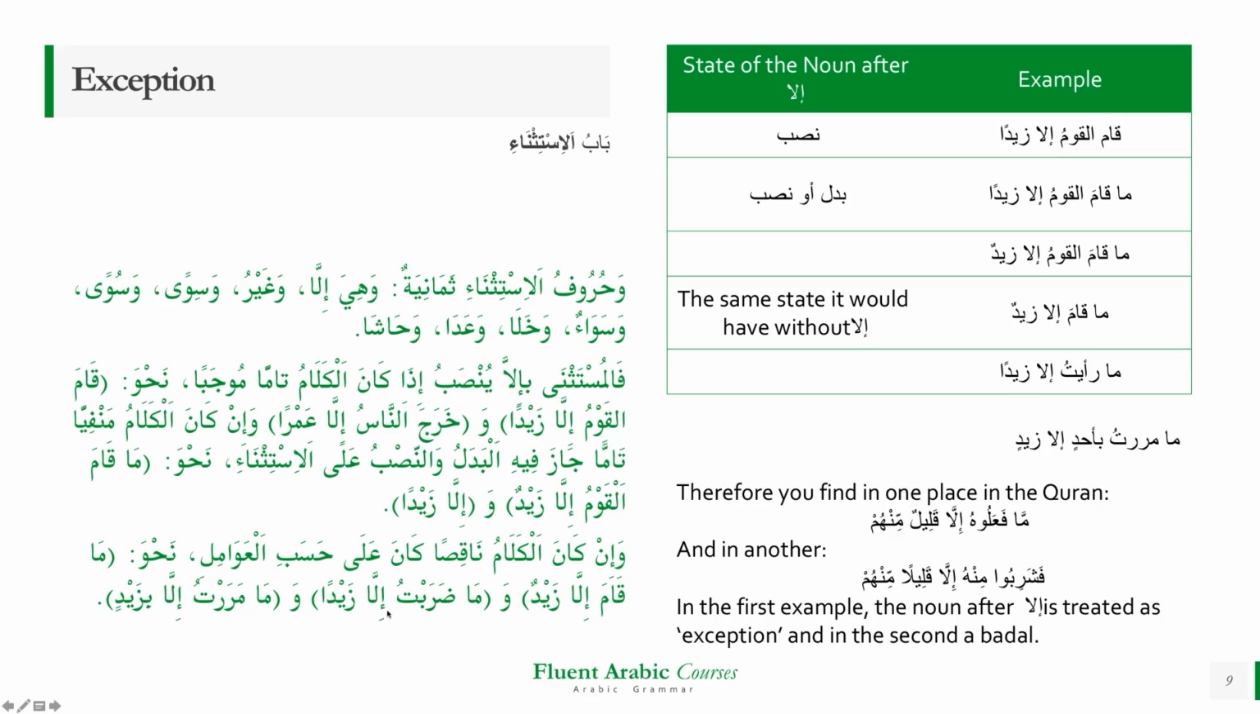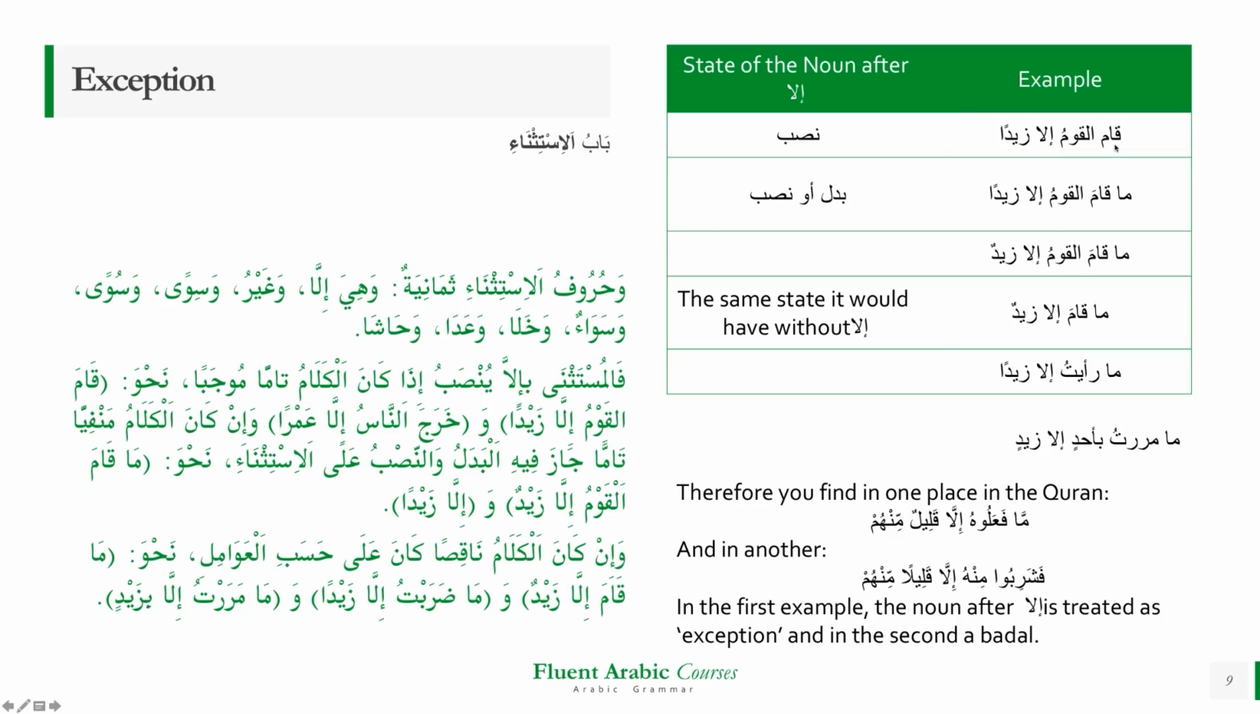ما ضربت إلا زيدا, because Zayd here is the maf'ul bihi. You would say ما ضربت زيدا. And in the same way you say ما ضربت إلا زيدا. إلا has no effect. وما مررت إلا بزيد in the genitive. So what is the main difference in this sentence compared to the first one? This is an incomplete sentence. ما مررت. It is not a complete sentence. So this table further clarifies all these rules.